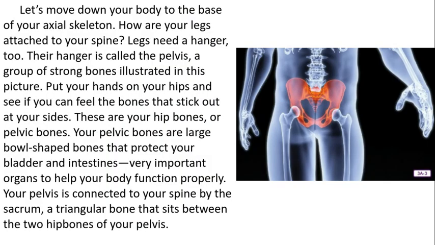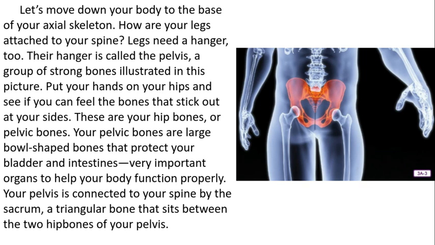Let's move down your body to the base of your axial skeleton. How are your legs attached to your spine? Legs need a hanger too. Their hanger is called the pelvis, a group of strong bones illustrated in this picture. So you can see that they are red in this picture.